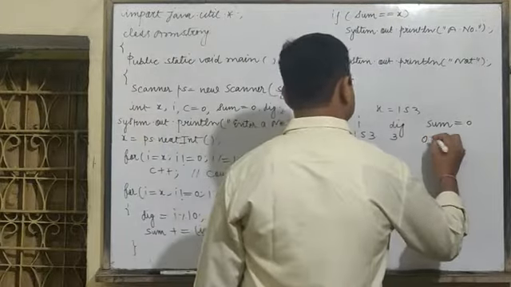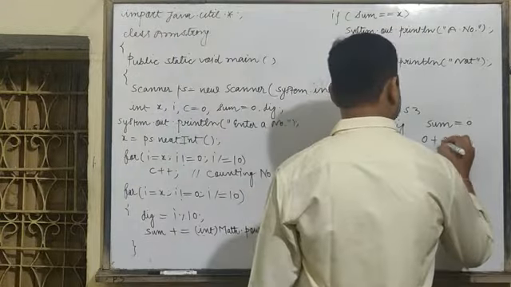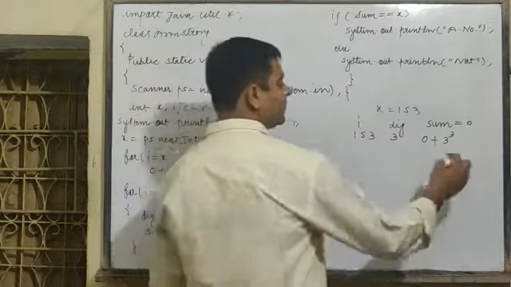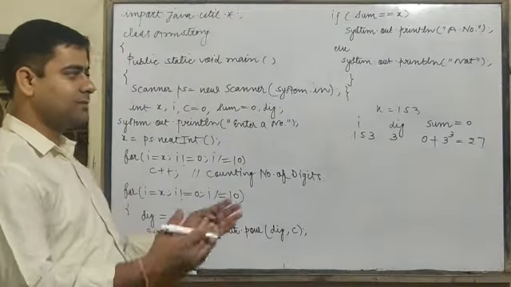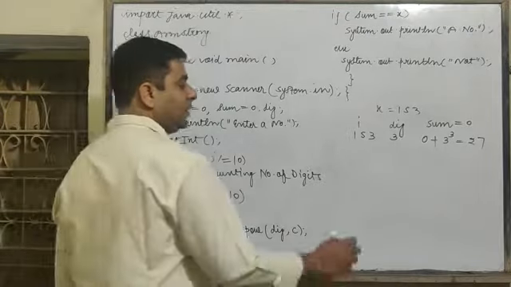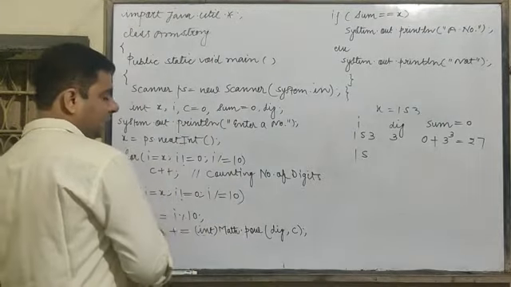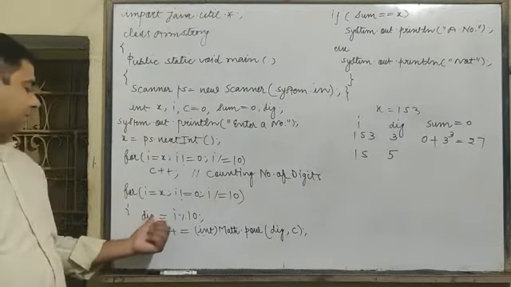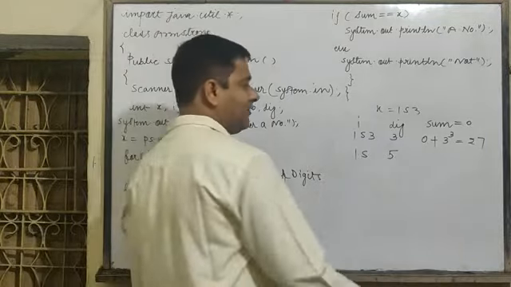So 0 plus digit raised to the power 3. So 3 raised to the power c. The value of c was 3. So 3 raised to the power 3 will be calculated as 27. So 27 will be stored in sum. After this line, again it will jump to the update part. I divided by 10, 153 upon 10 is 15. Not equal to 0, no, it will come inside. 15 modulus 10, 5 will be the remainder. So 5 will be stored in digit. So the value of digit is 5. Again it will calculate the sum, 5 raised to the power c.